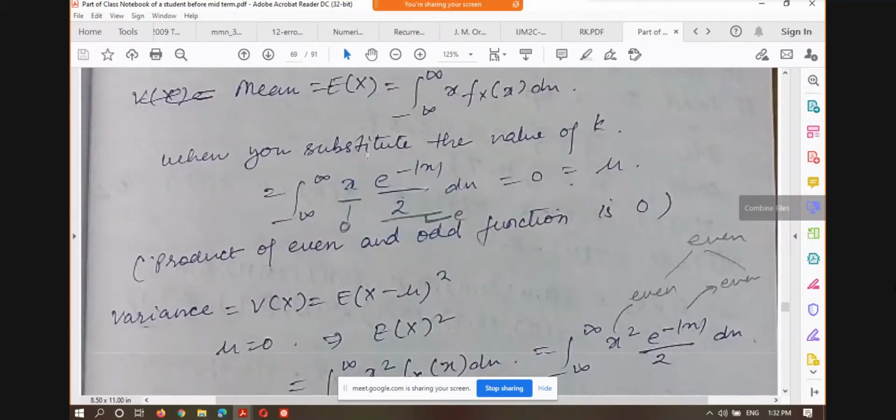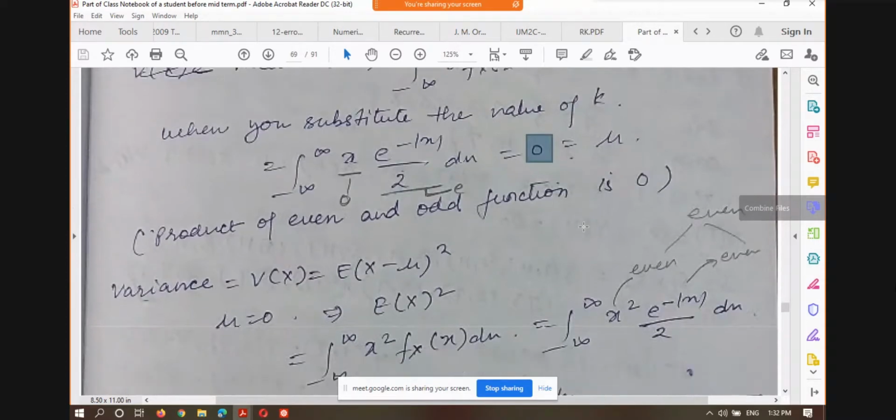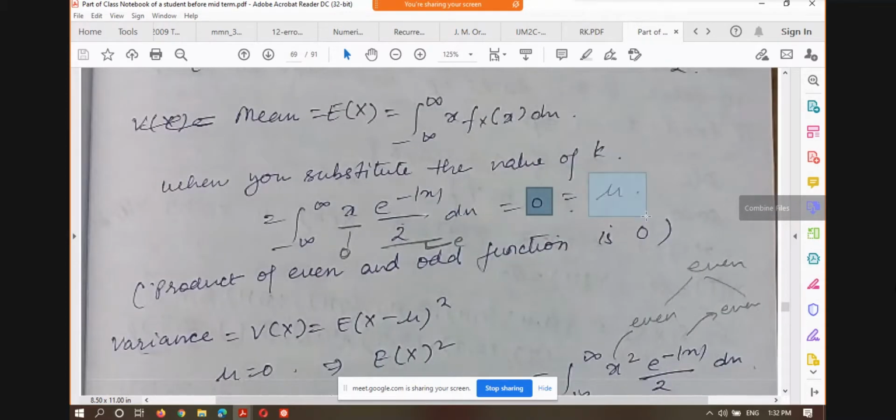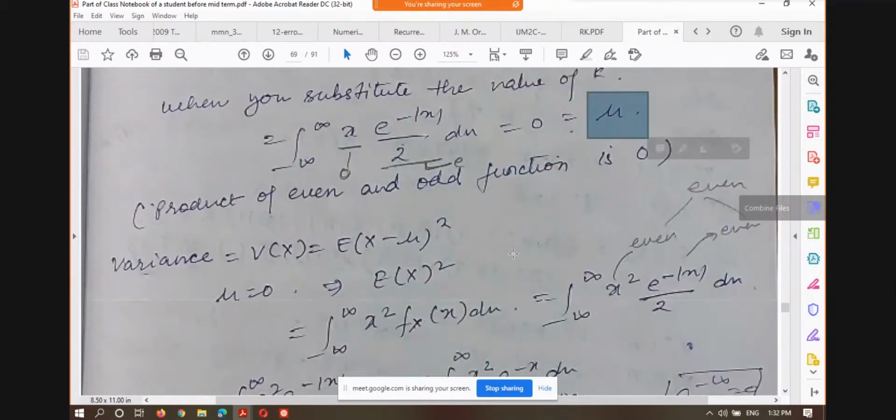dx. Okay, now you can see that this is an even function and this is an odd function. So this is even, this is odd. It means in totality, this product is an odd function. And if this product is an odd function, the integration from minus infinity to plus infinity is zero, from the property of definite integral. So it means mu is zero in this particular example.